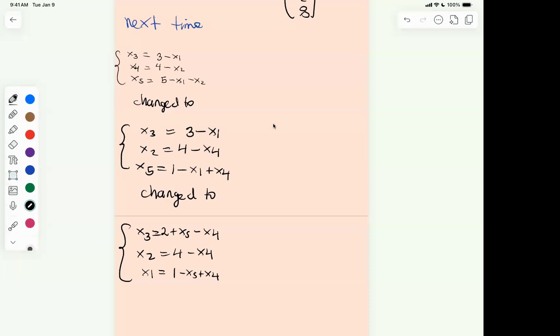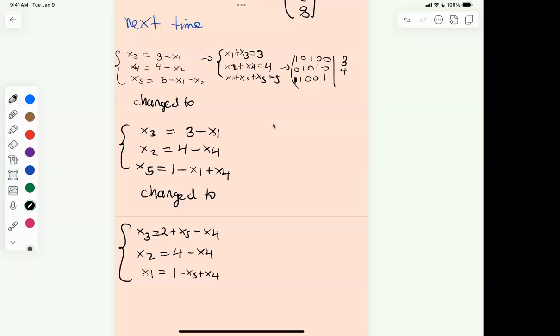If you rewrite this in matrix notation, how can you do that? You have to rewrite it first as more symmetric: x1 plus x3 equals 3, then x2 plus x4 equals 4, and then x1 plus x2 plus x5 equals 5, right? Which gives you 1 0 1 0 0 3, 0 1 0 1 0 4, 1 1 0 0 1 5, and this is an augmented matrix, if you remember those from linear algebra.